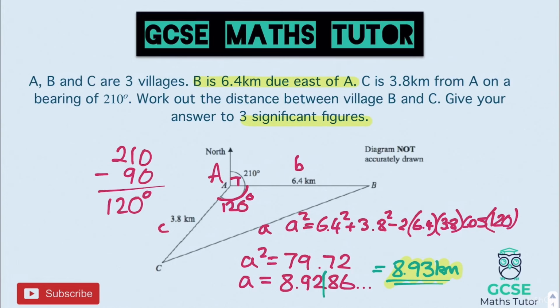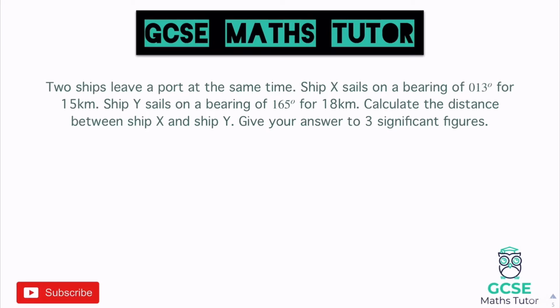Right, there we go. Let's have a look at a slightly different style of question then. Okay, so this question here, you can probably already see what's different. We've not got a diagram. So it says 2 ships leave a port at the same time. Let's imagine where this port is. Let's just call it this here. There we go. And it says ship X sails on a bearing of 13 degrees.